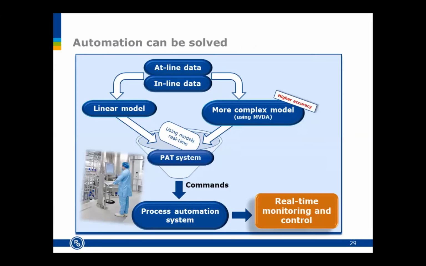I haven't talked too much about automation yet. Automation of our processes can be solved in our production plant. Using multivariate data analysis for the multi-frequency permittivity data, we can create models with higher accuracy than in the case of linear models. With our PAT system, we can use these models in real time, and there is a possibility to send commands to the process automation system based on the results of these predictions. So in this way, real-time monitoring and control can be achieved in our production plant.